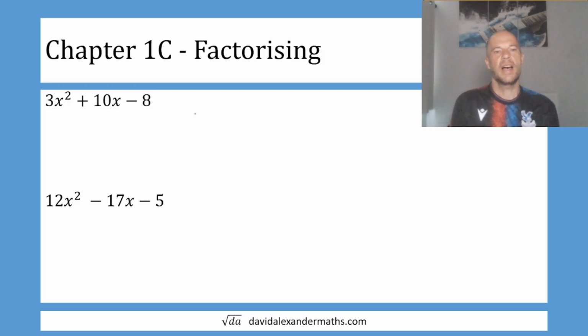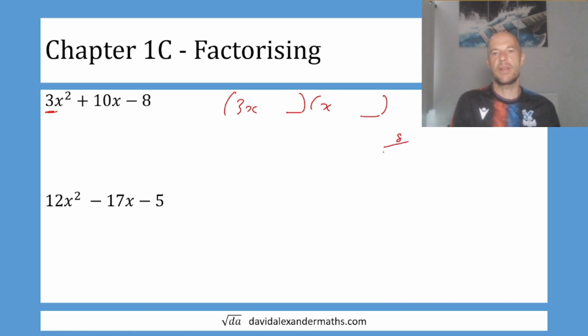Okay, so 3x squared plus 10x take away 8. So what I would probably do myself is, because 3x squared can only be generated by having a 3x in one bracket and an x in the other, I would personally just guess. Just trial and error. Now a number needs to go here, of course, and also a number here, but the number here needs to be tripled.